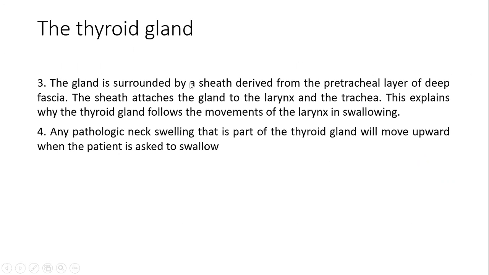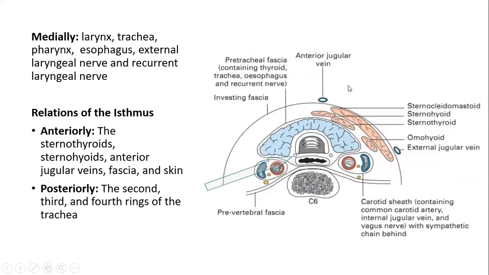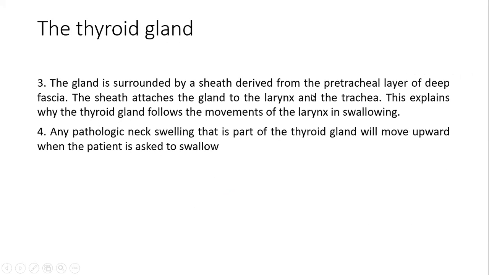Then the gland is surrounded by a sheath derived from the pretracheal layer, as we saw before. So there is a sheath around the thyroid gland, and the trachea and esophagus are also covered by the pretracheal fascia, containing thyroid, trachea, esophagus, and recurrent laryngeal nerves. This sheath is derived from the pretracheal layer of the deep cervical fascia. The sheath attaches the gland to the larynx and the trachea. This explains why the thyroid gland follows the movement of the larynx in swallowing.